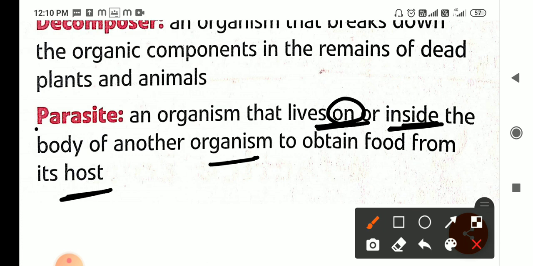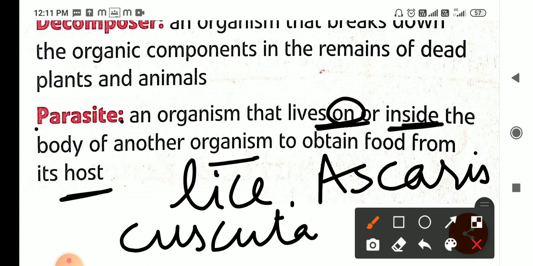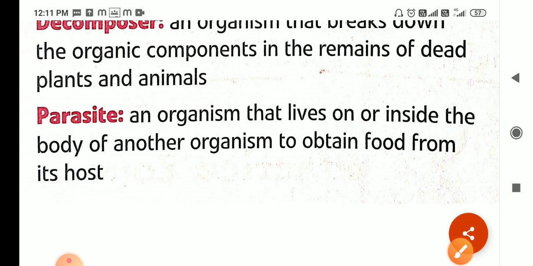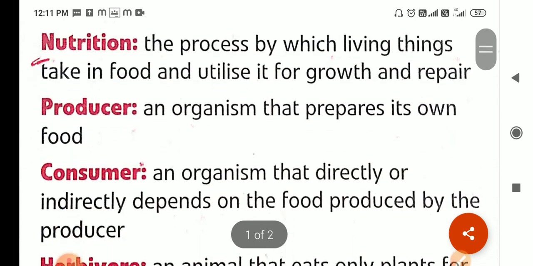There are so many examples of the parasite. If we talk about the animal parasite, then in the animals, lice, which live on the head. And the second may be the ascaris. Ascaris is the parasite which lives in the small intestine, right? And then if we talk about the plants, then in plants, cuscuta is the parasite. This plant grows on the other plant. Okay, then these are the few definitions and the questions also I have told you. You have to write all these in your notebook.